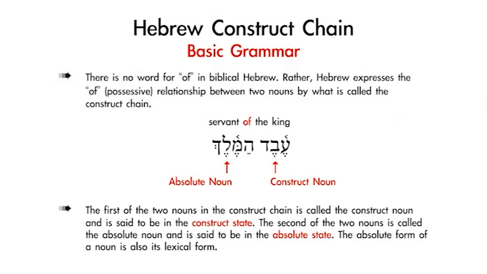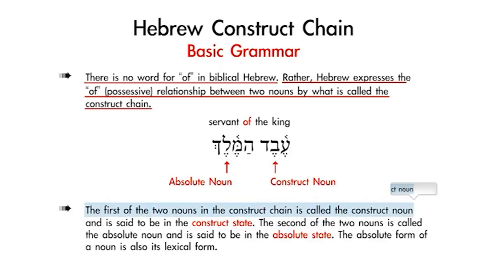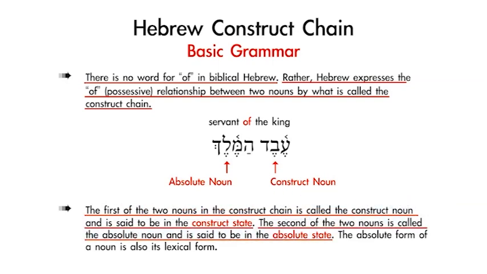Let's consider some basic grammar in the Hebrew construct chain. First, as I've just stated, there is no word for "of" in biblical Hebrew. Rather, Hebrew expresses the "of" or possessive relationship between two nouns by what is called the construct chain. You can see in the example below that we have two nouns that are side by side, Eved Hamelech, translated "servant of the king." This is an example of a construct chain. The first of the two nouns in the construct chain is called the construct noun and is said to be in the construct state. The second of the two nouns is called the absolute noun and is said to be in the absolute state. The absolute form of a noun is also its lexical form.